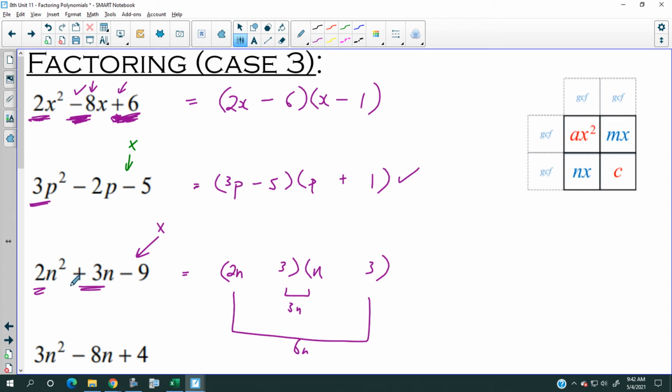Now, here's where I come into play, right? I want a positive. So that means whatever happens here, the bigger number has to be a positive and the little one has to be a negative, right? Because you want the answer in the middle to come out positive. So I know that the bigger number has to be positive, right? To cover the smaller negative number, right? Now, if that is the case, then this has to be a positive because 3 times 2n is positive 6n. And what does that mean? This has to be a negative. Negative 3 times n, negative 3n.